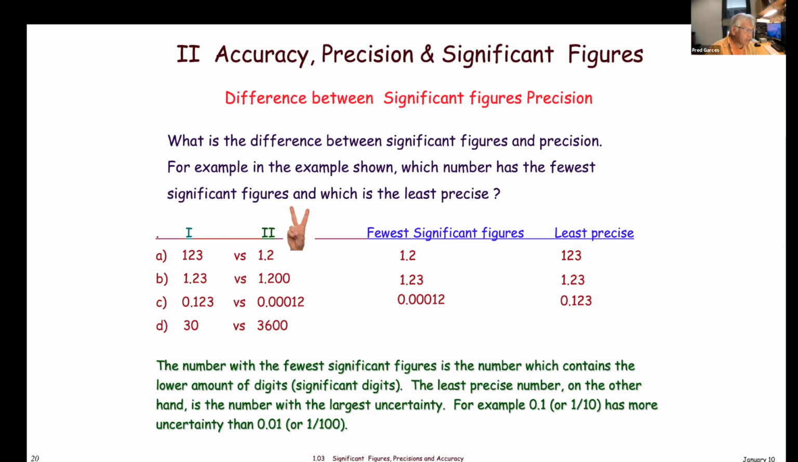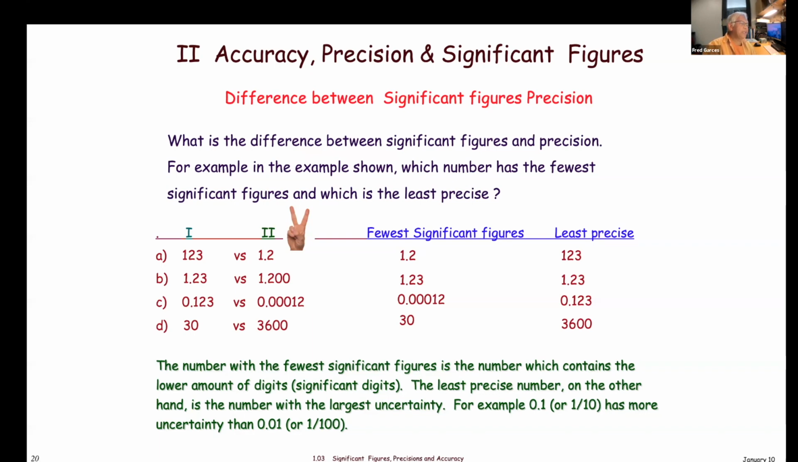30 and 3600. Fewest significant figures? Well, this only has 1. No decimal, so you draw a line from the Atlantic. The 3 is significant. Here, no decimal. The 6 and the 3 are significant. So fewest significant figures is 30. Least precise, whereas this is plus or minus 10. This is plus or minus 100 because that 6 is in the 100 place. So the least precise is 3600.